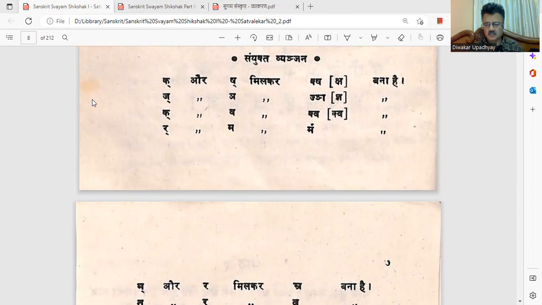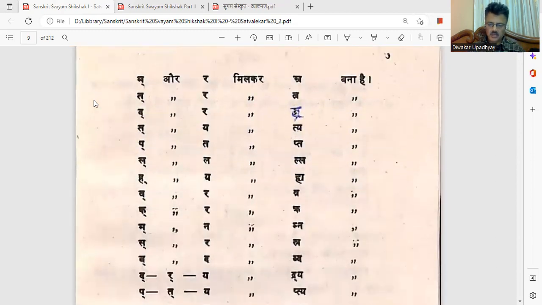You have Ra, combined with Ma becomes Rma, like in Karma. You have Ma, combined with Ra becomes Mra. Ta, combined with Ra becomes Tra. Da combined with Ra becomes Dra. Sa combined with Ya becomes Sya. Ta combined with Ya becomes Tya. Pa combined with Ta becomes Pta.